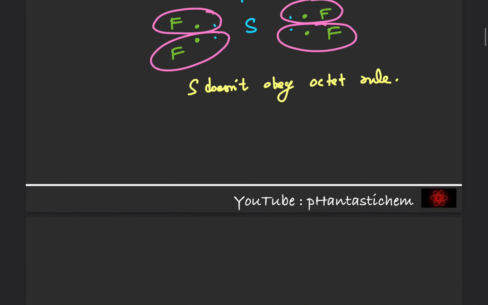Okay, let's talk about SF6. So sulfur has 6 valence electrons, 1, 2, 3, 4, 5, 6. It shares one electron with each fluorine atom, and there are 6 fluorine atoms.